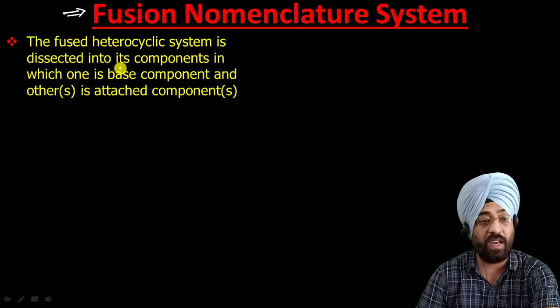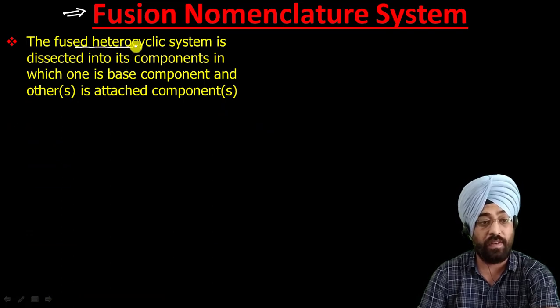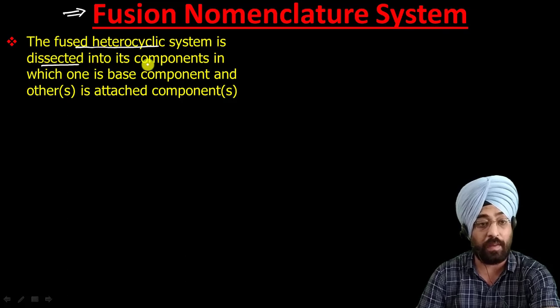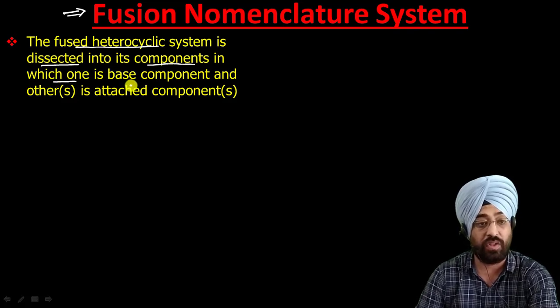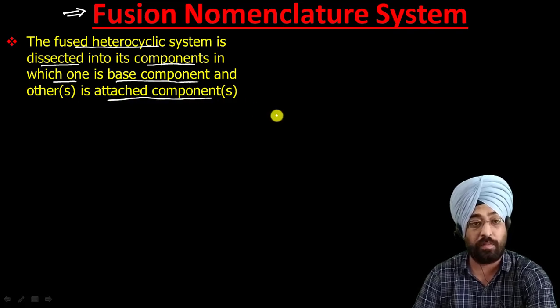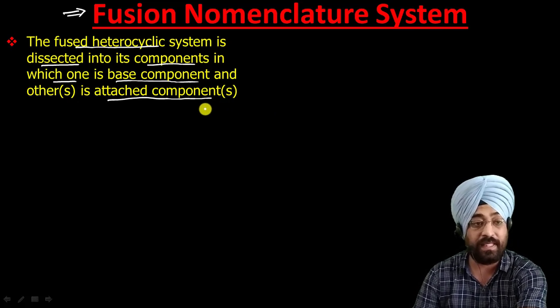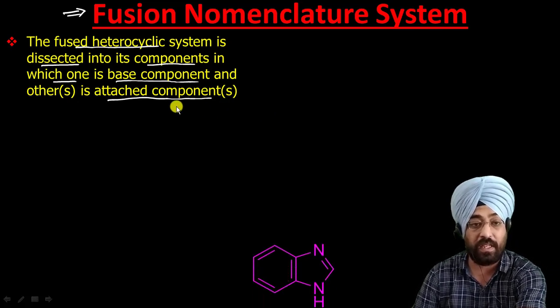So the basic requirement for this nomenclature is that the fused heterocycle whose name we have to give is dissected, or separated, into its components. We separate this fused heterocycle into two separate components. One component we will call the base component, and the second component is called the attached component. So there are rules by which we can dissect, or break, this heterocyclic compound.